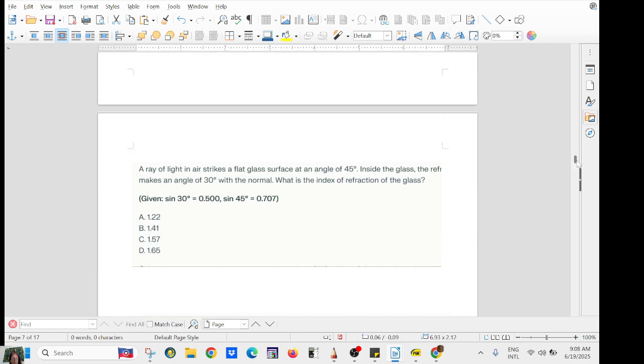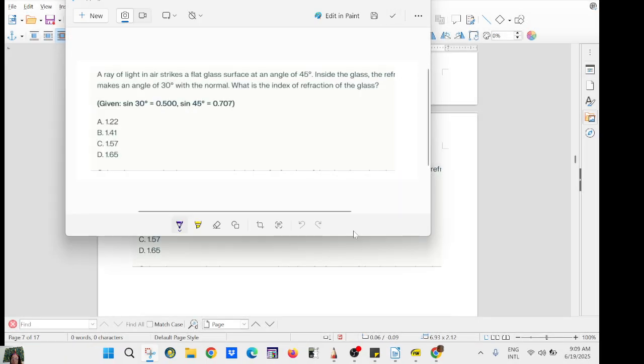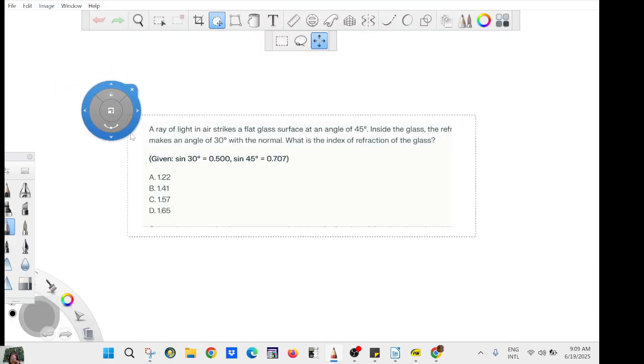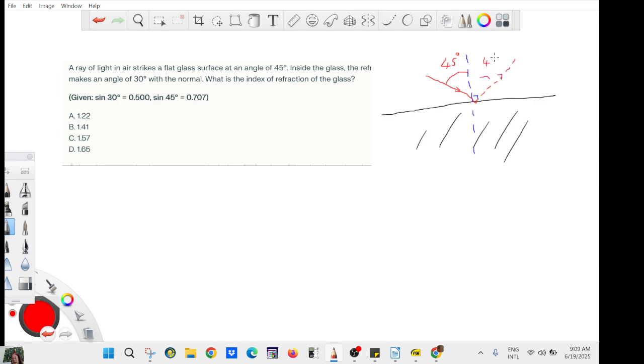Okay, so next one, of course, remember that you can always pause the video. This one is just to make sure you know Snell's law, and that you know enough geometry to do the computation without a calculator. So we have glass, which is denser than air, and you take the normal, perpendicular to the surface, and you have light going in. This angle is 45 degrees. Some of it will be reflected at the same angle, and some of it will be refracted toward the normal, and this is 30 degrees.